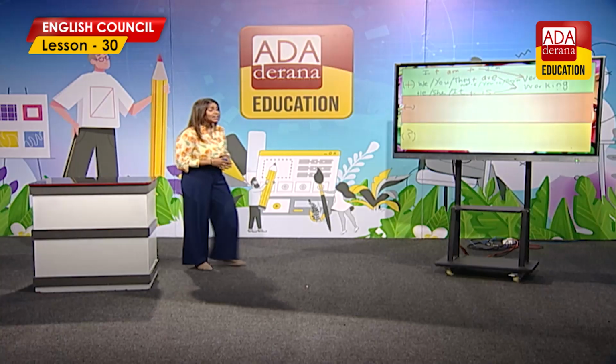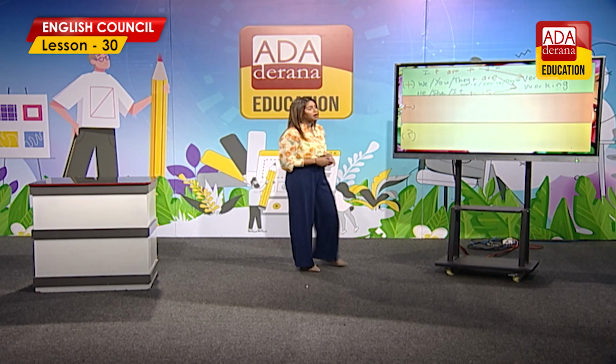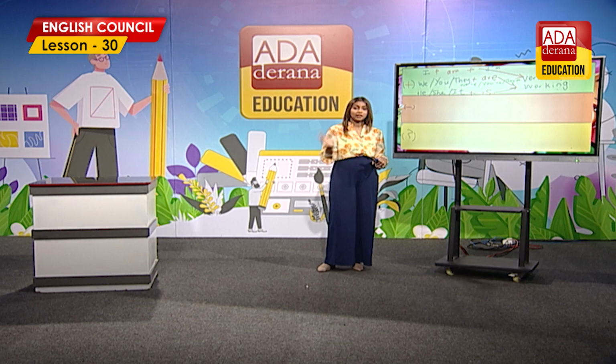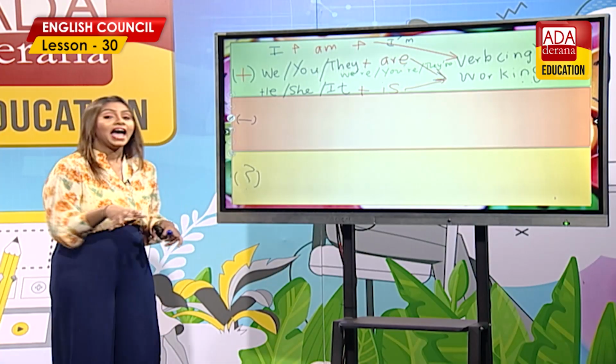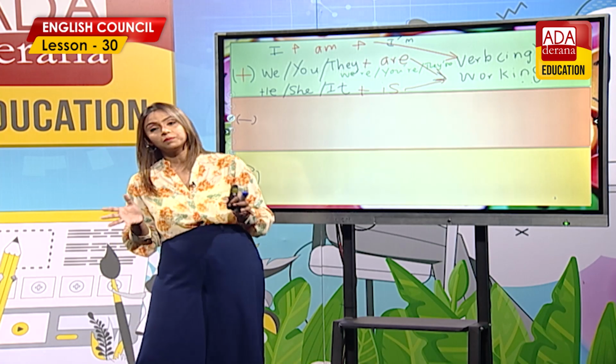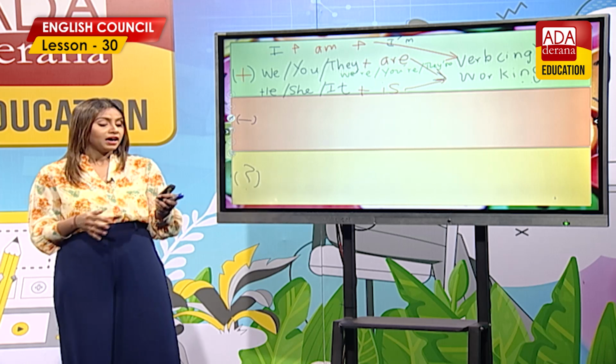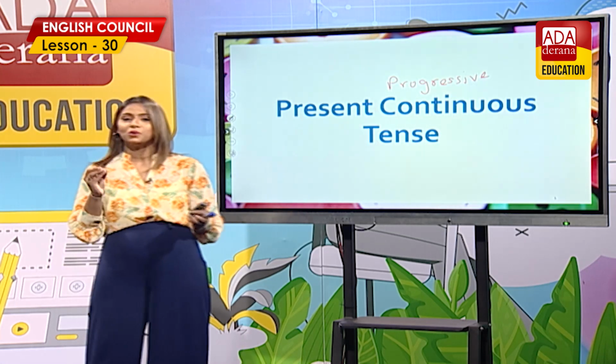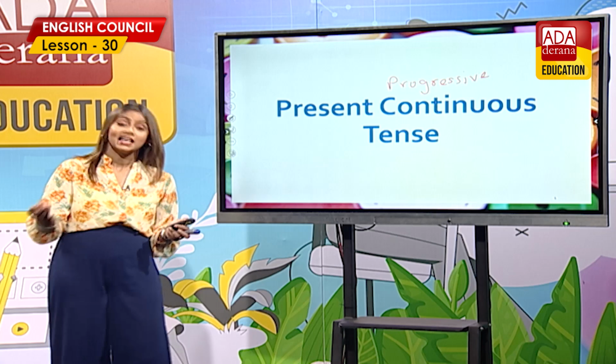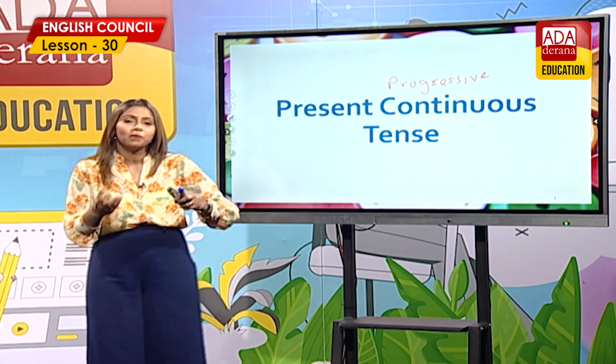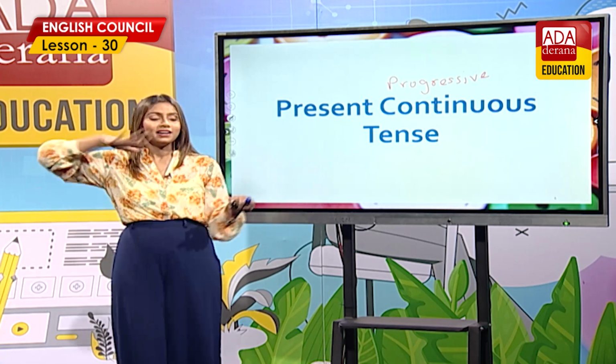So we started the present progressive tense yesterday. Actually we had the summary of our previous week in the first half of the session, and then in the second half we started the present progressive tense. If you can remember, yes, we were talking about this present progressive tense or present continuous tense. I was talking about these dancing verbs and why they cannot stand alone.